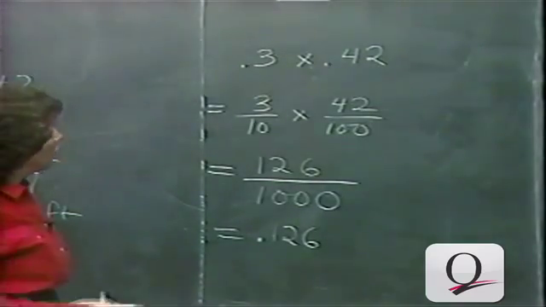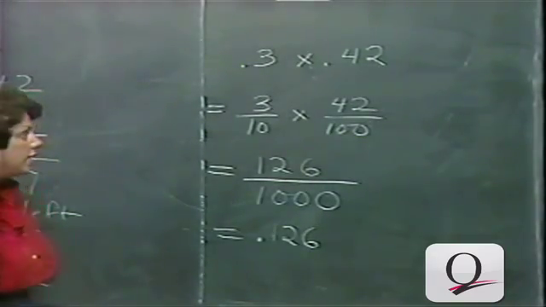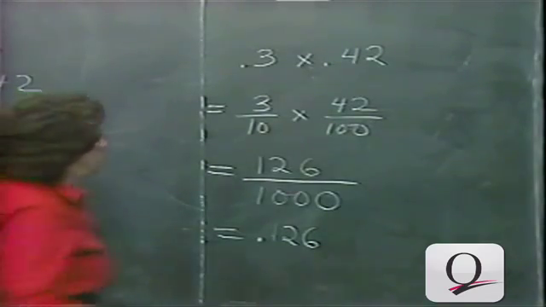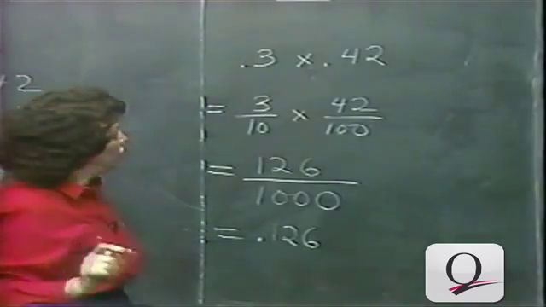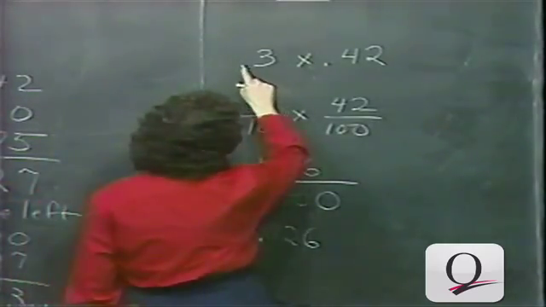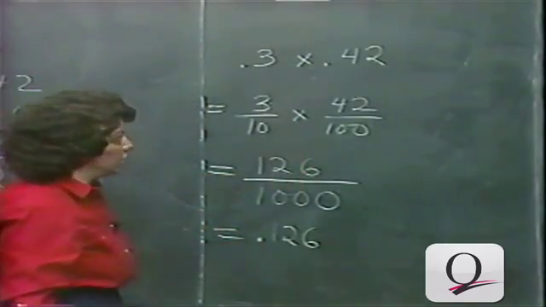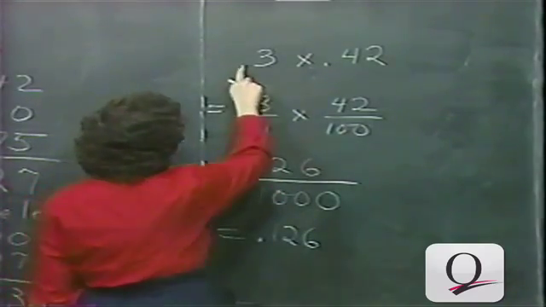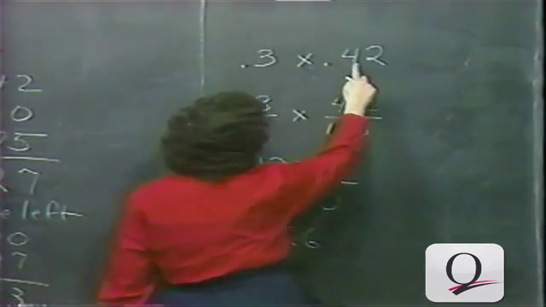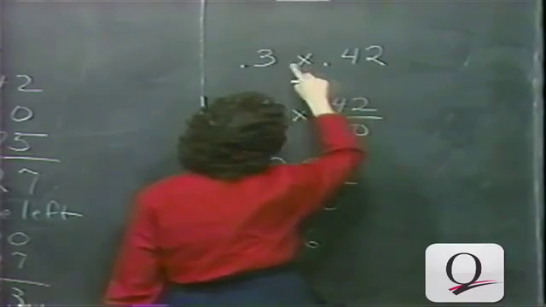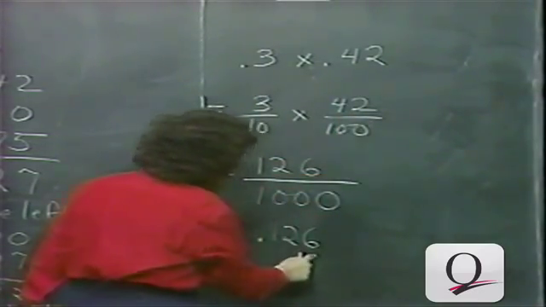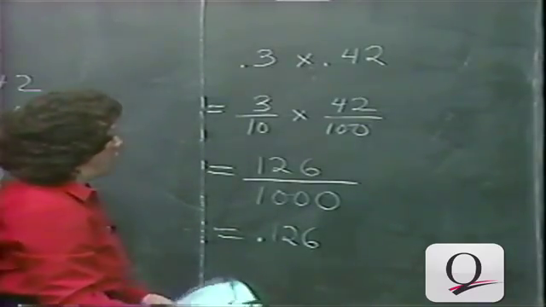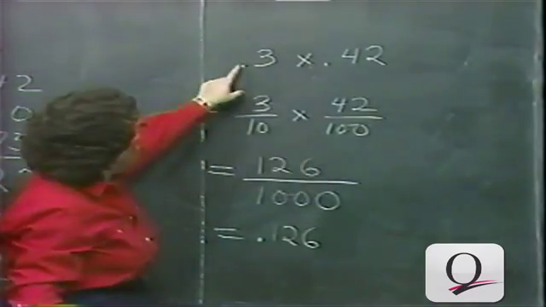Using this idea, we can develop a rule for multiplying decimals. What we do is we figure out the number of decimal digits in each of the factors. That is, the number of digits to the right of the decimal point. This factor had 1 decimal digit. This factor has 2 decimal digits. We add them up, 1 plus 2, and the answer has to have 3 decimal digits. Okay, and we can see the logic for that.